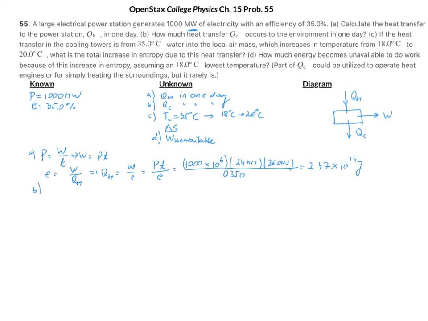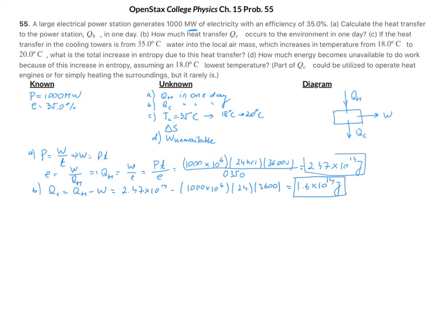In part B, we're looking for QC, and we know that by conservation of energy, QH has to be equal to W plus QC. So then QC is QH minus W. That's 2.47 times 10 to the 14th minus W, which is just power times time. So that is 1,000 times 10 to the 6th times 24 hours times 3,600 seconds. And when we do the math, we end up with 1.6 times 10 to the 14th joules. So this is our QC, and this was our QH.